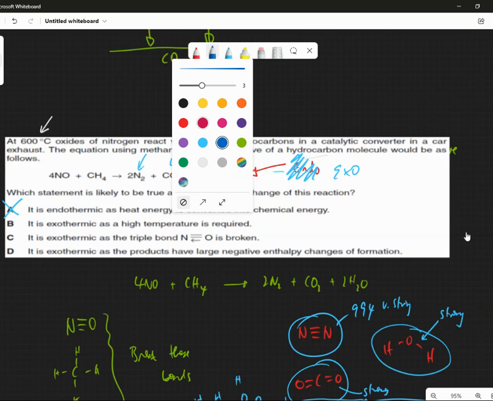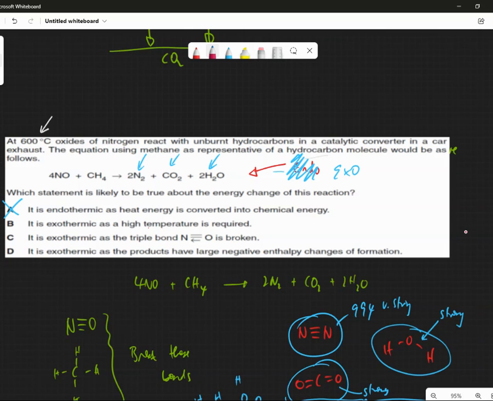Let's have a look at them in turn. B: it's exothermic as high temperature is required. Well, that doesn't mean anything. It just means that we need a high temperature to break these bonds, but it doesn't tell you anything about the products forming. Next: it's exothermic as the triple bond is broken. Well, if this was very, very high, it wouldn't be exothermic, it would actually be endothermic. But it's exothermic, and that means the formation of the products gives out more energy than the breaking up of the reactants. So that one looks rubbish to me as well.